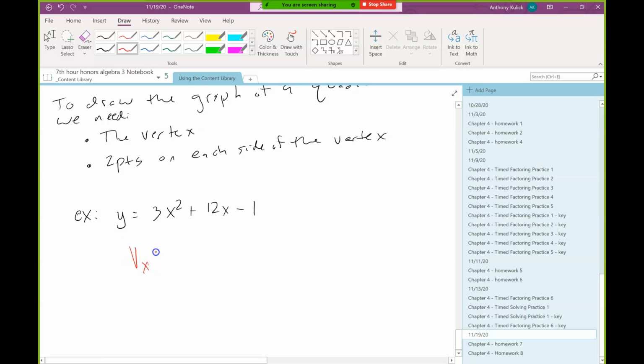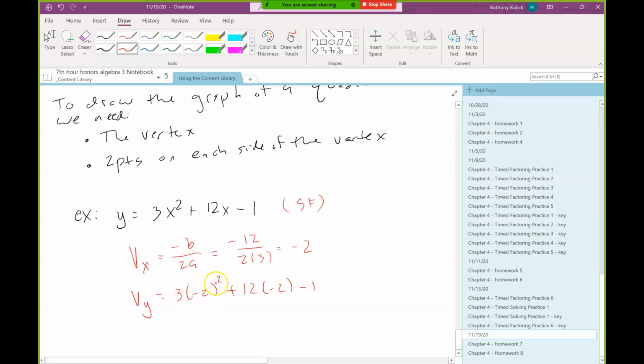To find the x-coordinate for the vertex, since this is in standard form, I'm going to do negative b over 2a. So it's going to be negative 12 over 2 times 3, which just comes out to be negative 2. To find the y-coordinate for the vertex, then, I'm going to plug that in.